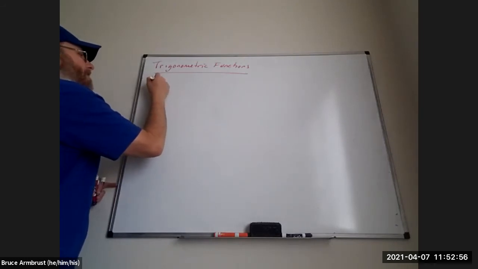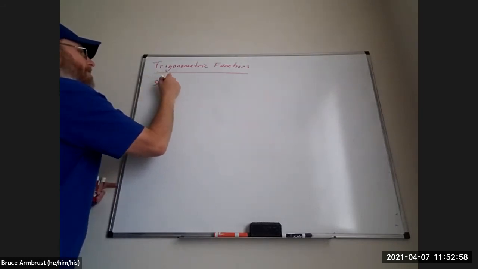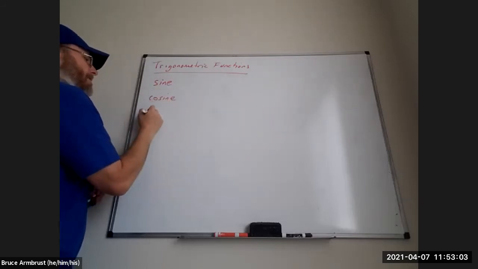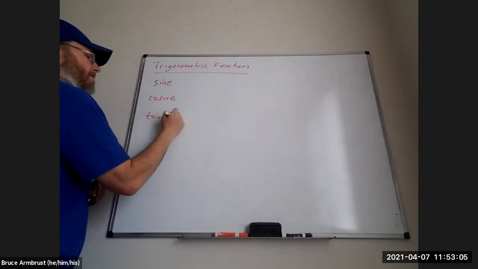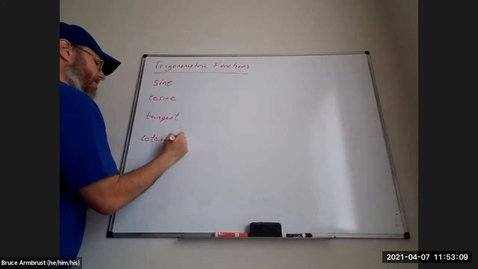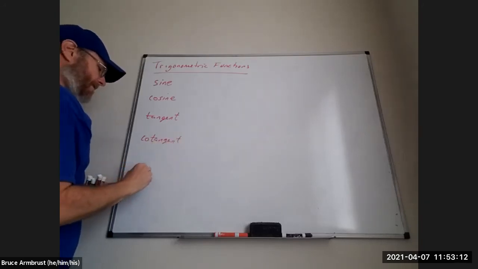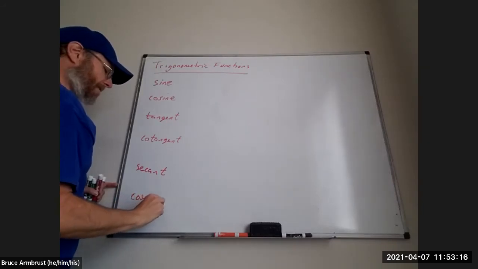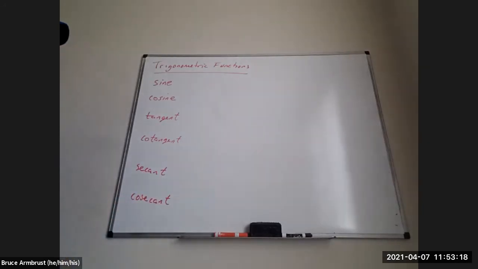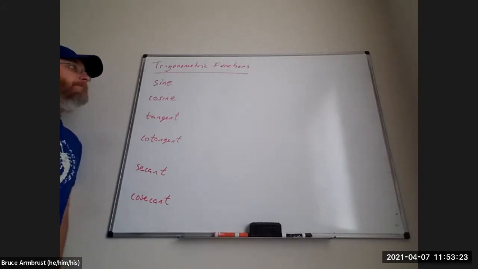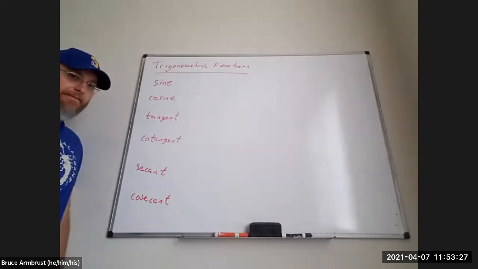There's sine, cosine, tangent, cotangent, secant, cosecant. So these are the 6. Sine, cosine, tangent, cotangent, secant, and cosecant.